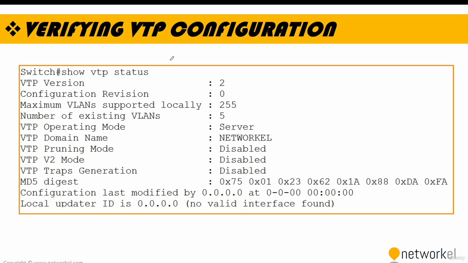The command I'm using is show VTP status. Then you could see the VTP version, which I'm using, VTP version 2 for this example. And you could see the operating mode of this switch, which is server for this case. You can see the VTP domain name and any other protocol related information such as peering mode, v2 mode, etc., it will be displaying in this show VTP status output.